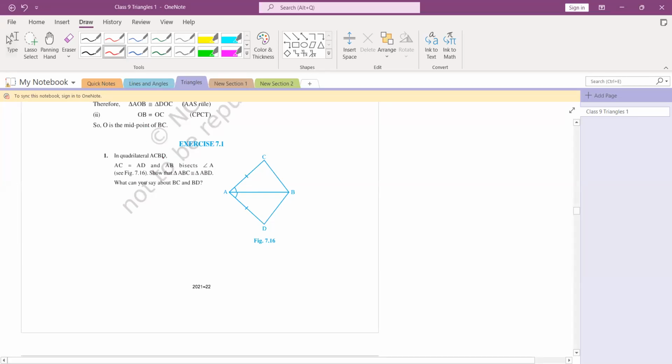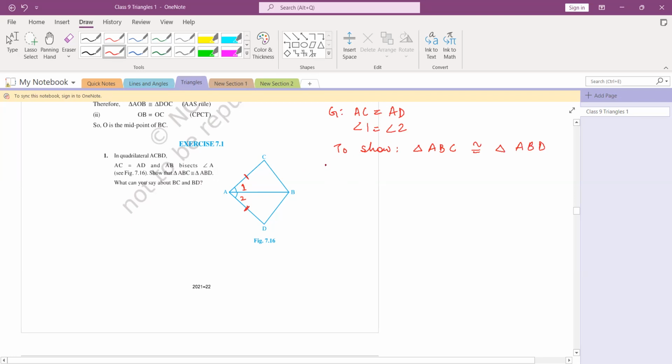Now in quadrilateral ACBD, you can see the figure here. AC is equal to AD, which is given to you. That means this side AC is equal to AD. AB bisects angle A. That means angle 1 is equal to angle 2. I'm just calling them 1 and 2. So it is given that angle 1 is equal to angle 2. You have to write it like this: Given, then To show. Whatever you have to show, write it down. Triangle ABC is congruent to triangle ABD. And what can you say about BC and BD? This we will see later.